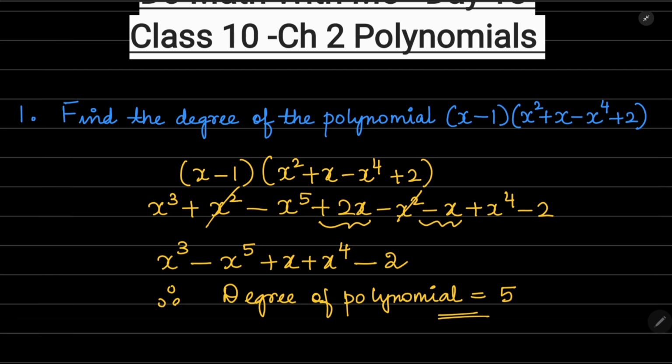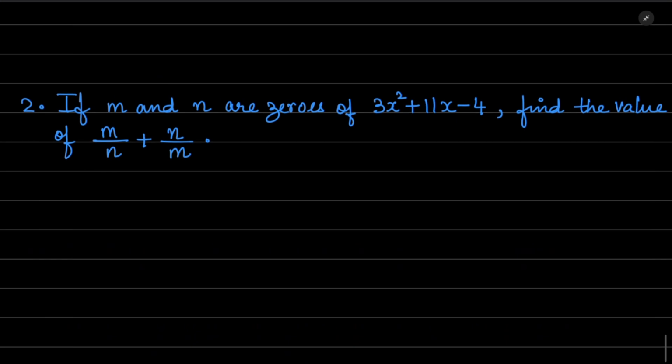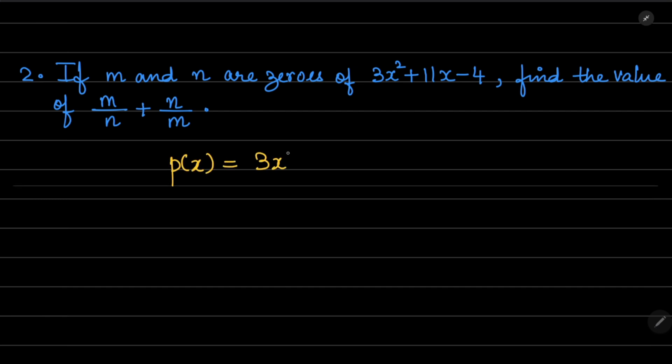Let's go ahead and do the second question. If m and n are the zeros of the polynomial which is given by 3x² + 11x - 4, find the value of m by n and n by m. Let us go ahead. The minute you are given m and n are the zeros of the polynomial, let us say your p(x) polynomial is given as 3x² + 11x - 4.